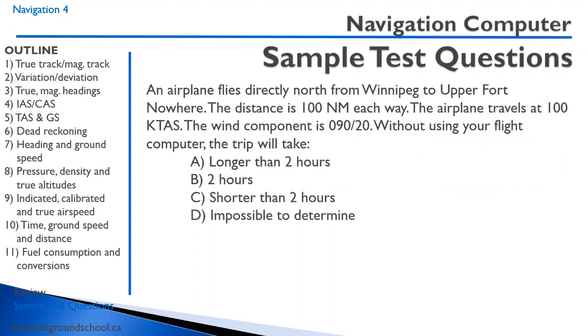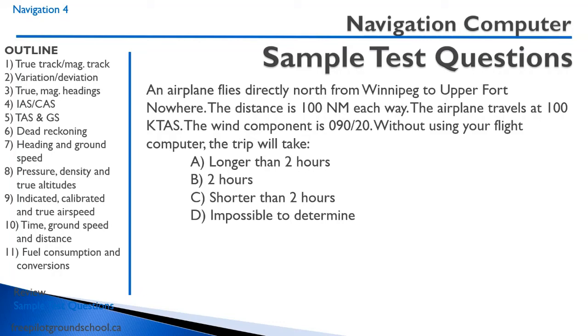An airplane flies directly north from Winnipeg to Upper Fort Nowhere. The distance is 100 nautical miles each way. The airplane travels at 100 knots true airspeed. The wind component is 090 at 20. Without using your flight computer, the trip will take... So the question is, does it take 2 hours, longer than 2 hours, or shorter than 2 hours?